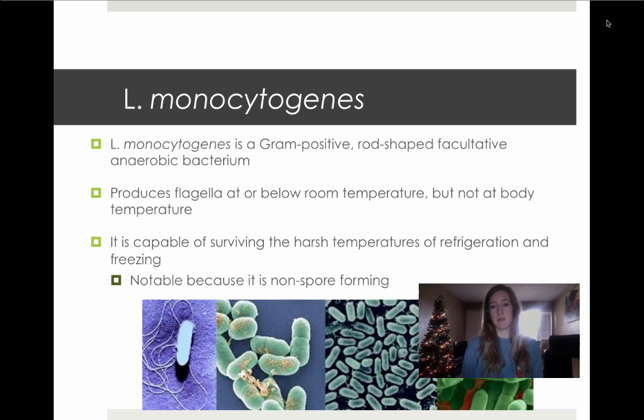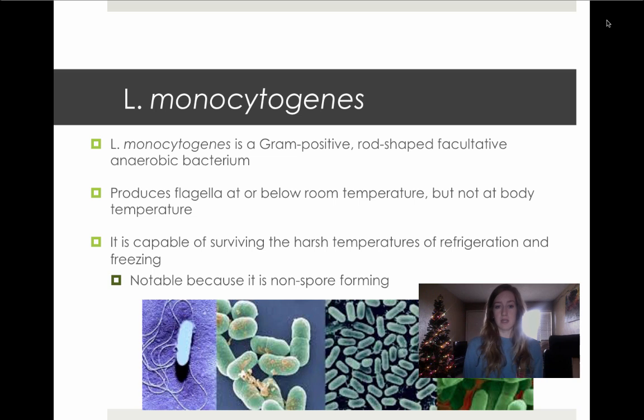It's also capable of surviving harsh temperatures of refrigeration and freezing, so this becomes particularly difficult in relation to food sources, since we put a lot of our food into the refrigerator thinking that it's keeping bacteria at bay, but in reality this bacterium can survive that. So it's very dangerous, again, to those who are considered at risk.